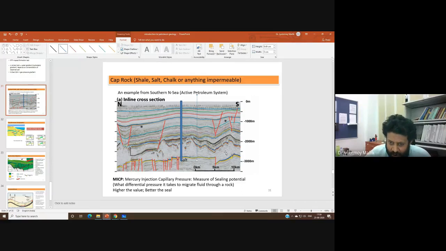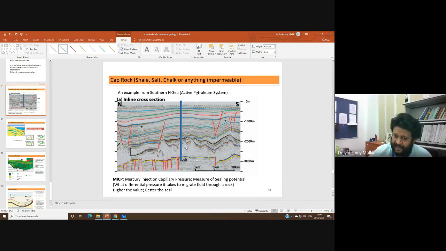But what the salt layer has done, because salt has very low porosity and very low permeability, is that it has actually stopped the vertical migration. So in this particular case, this salt, which is also called Zechstein salt, this particular salt's name is Zechstein, has actually stopped the vertical movement of the hydrocarbon from leaking out of the reservoir level.